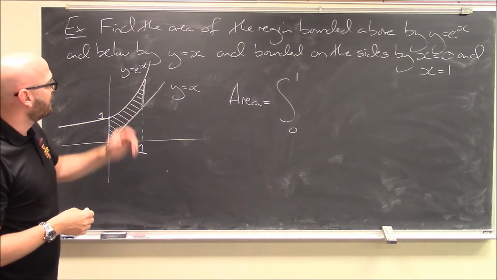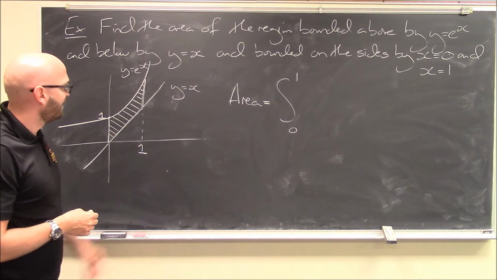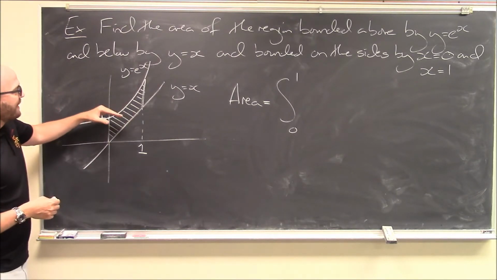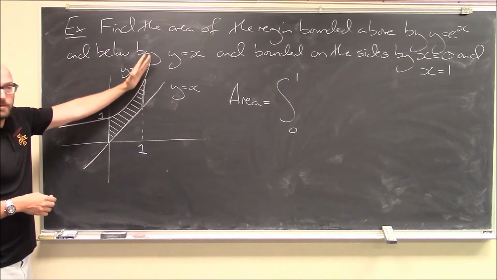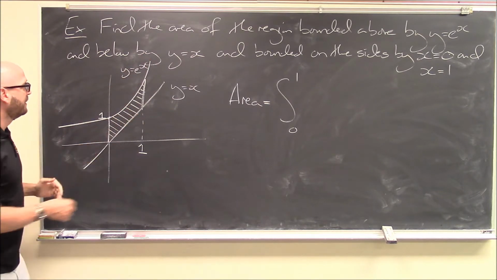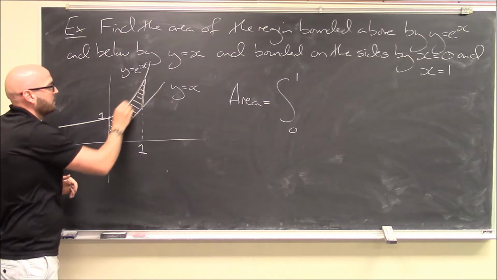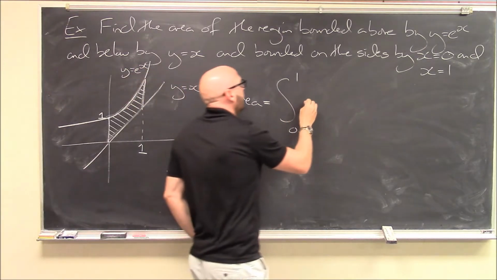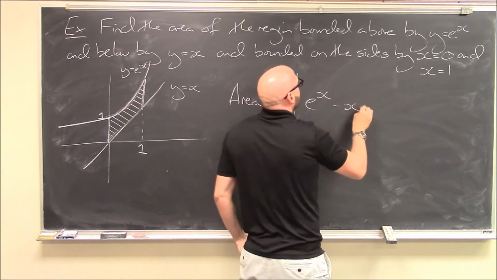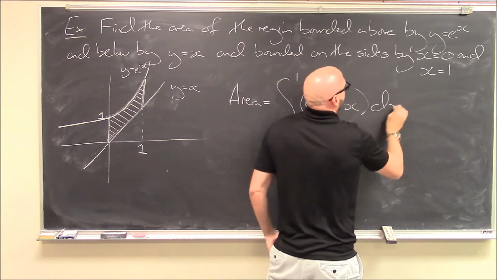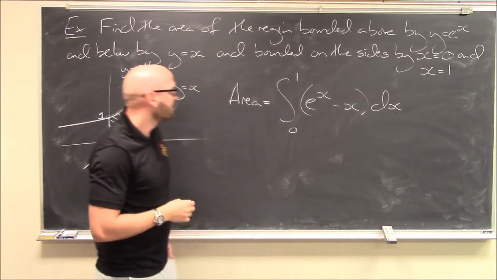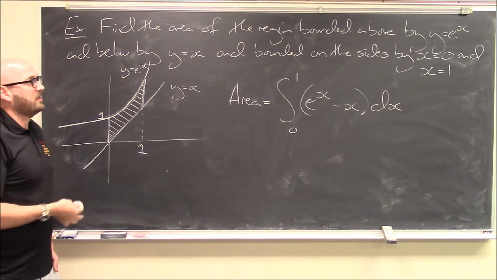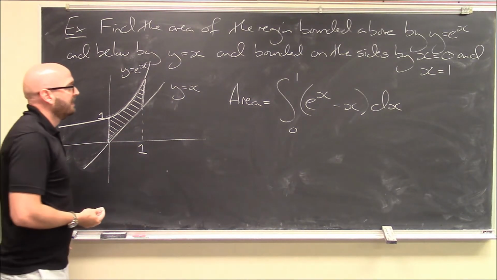That might be the best looking integral sign I've ever drawn. It's really, really nice looking one. Anyway, what do we integrate? We integrate the upper curve minus the lower curve. So we have y equals e to the x as the top curve, y equals x as the bottom curve, so we integrate e to the x minus x dx. And that's perhaps the hardest part of the problem, setting that up. It's set up now, and now we just have to integrate it.